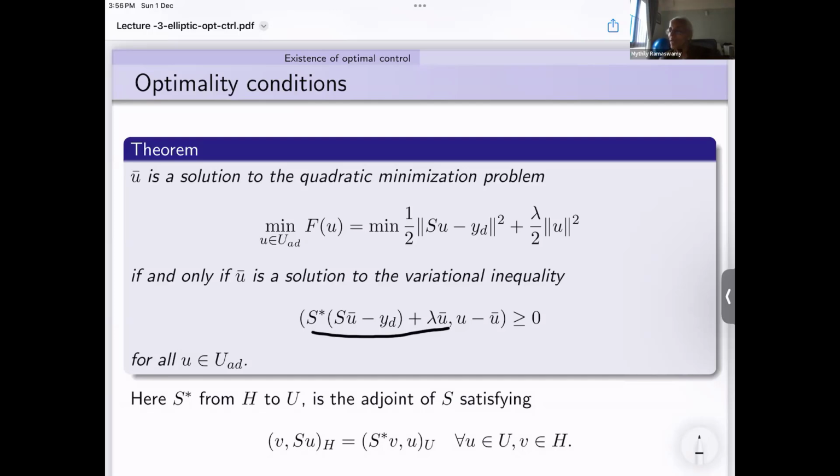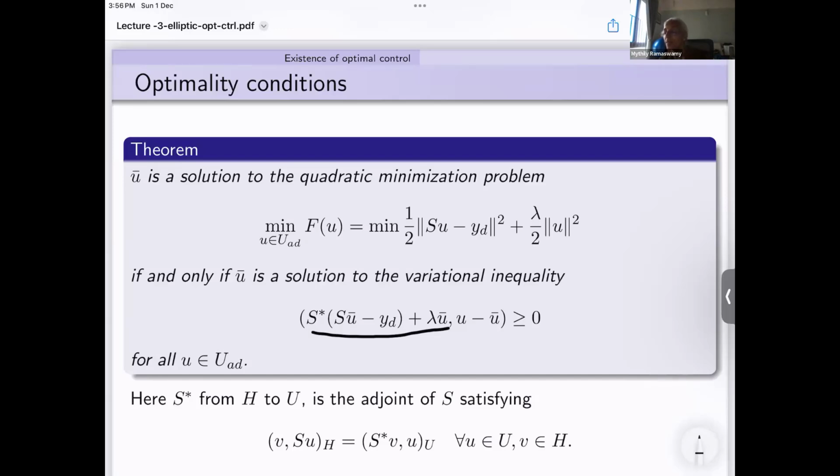So if S was going from U to capital H, S star will go from capital H to U. So that is the adjoint. And the adjoints will always satisfy this equality. We have to recall this. This is the same in finite dimension also when you have matrices.